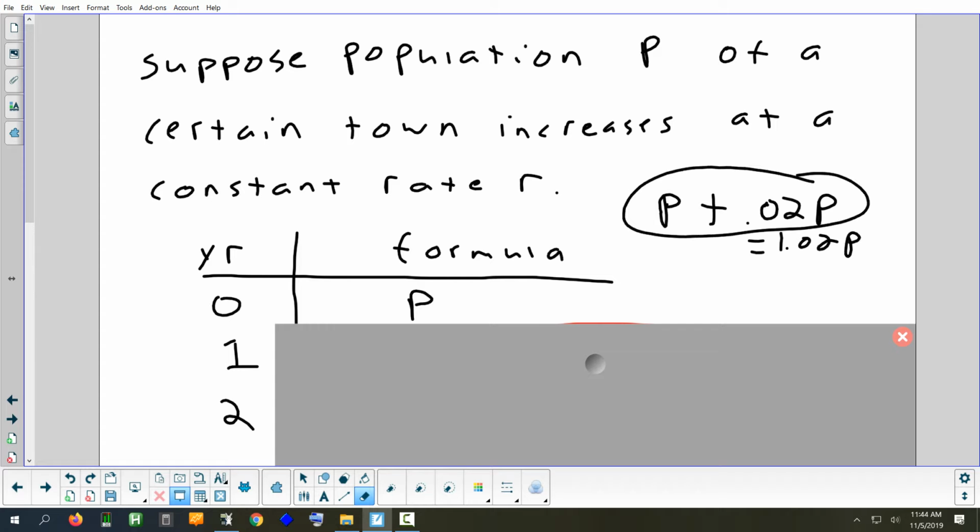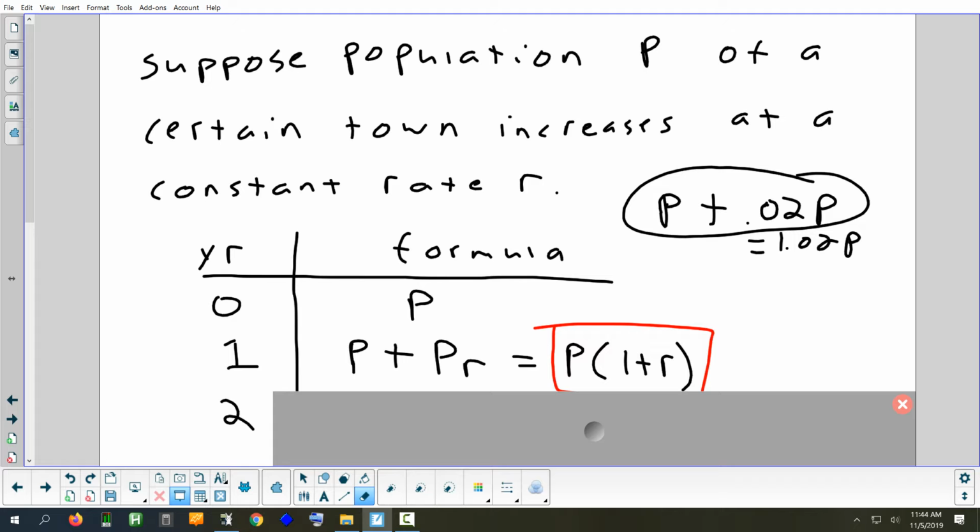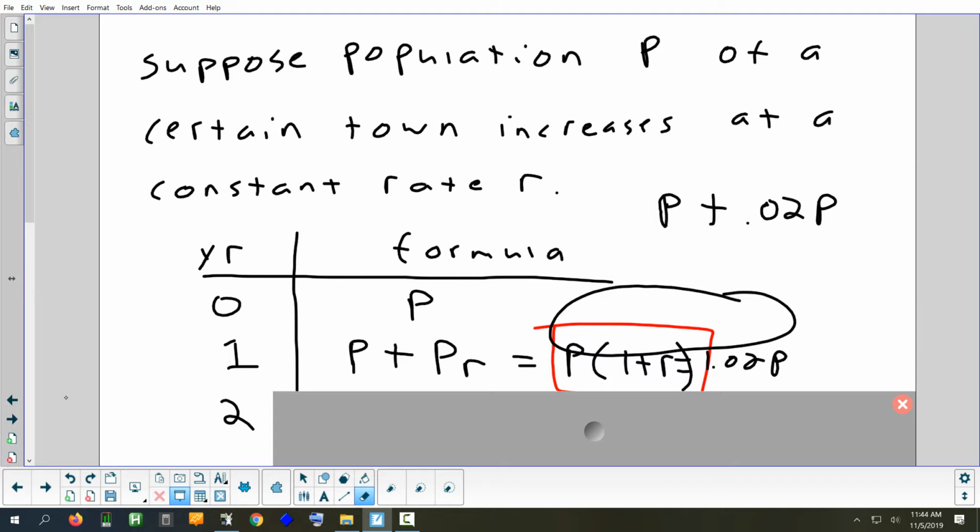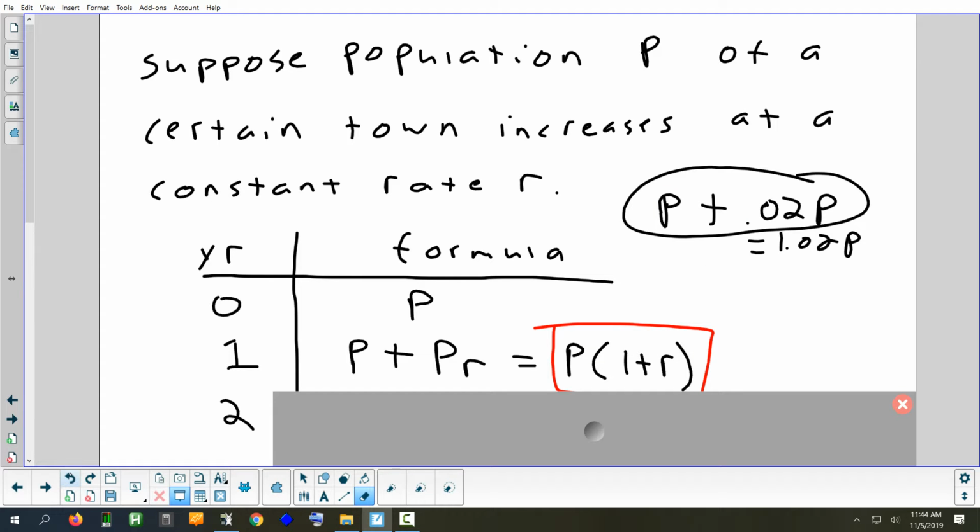I want to think about it like this though. It's P plus 0.02P, or population plus population times the growth rate. Now, what do those both have in common? They both have P, so I factored it out. So that's the formula for the population after 1 year.